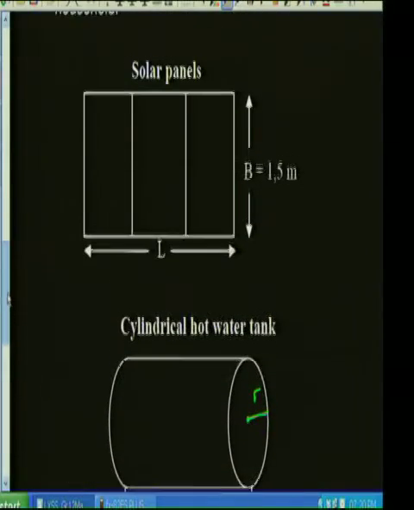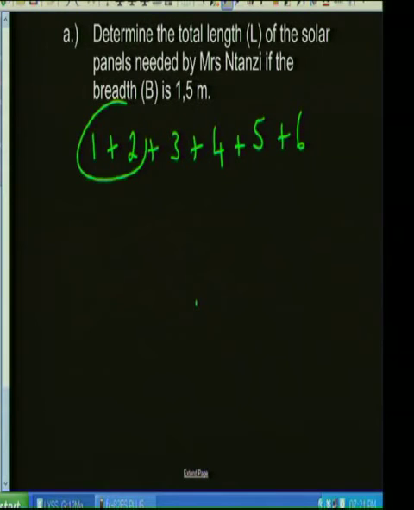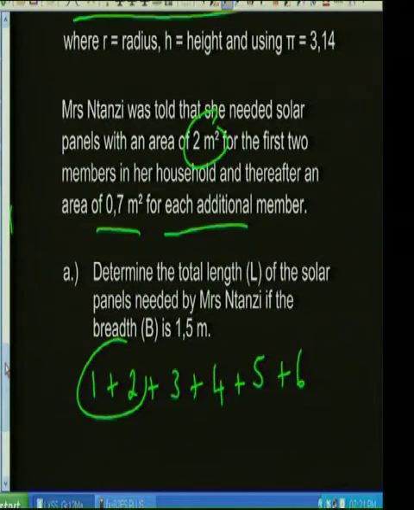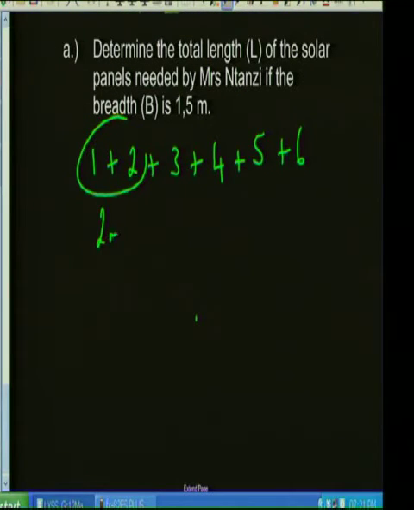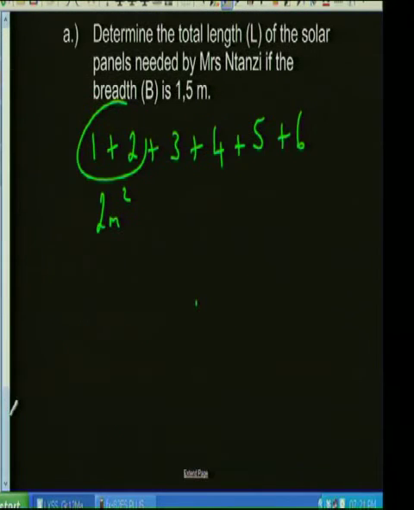Okay, so we want to know what is this length. In other words, how many solar panels do we need? So let's have a look. In our household, remember, she has one person, plus person number 2, plus person number 3, plus person number 4, plus person number 5, and person number 6. We're told the first 2 people need 2 meters squared of paneling. Thereafter, every person needs 0.7.